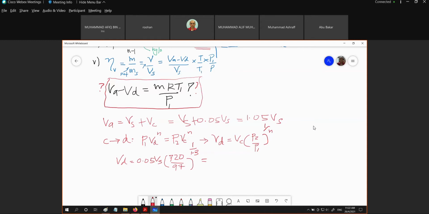0.2337 VS. Yep. So once we have solved for the VD and also the VA, then we could write here VA minus VD equal to VA, which is 1.05 VS, minus 0.2337 VS, which is 0.8163 VS.